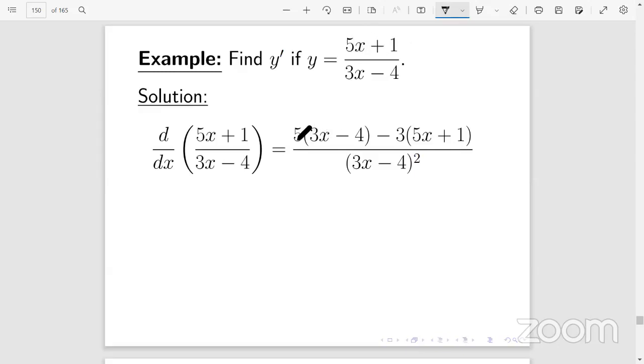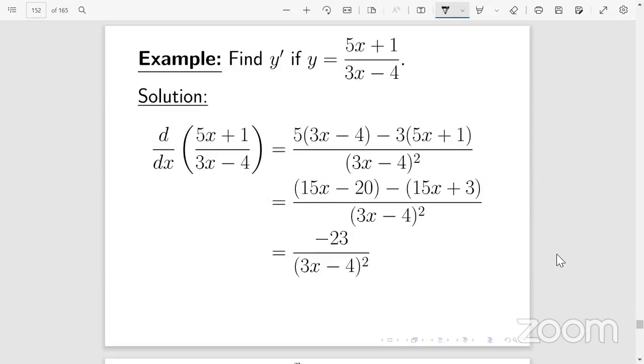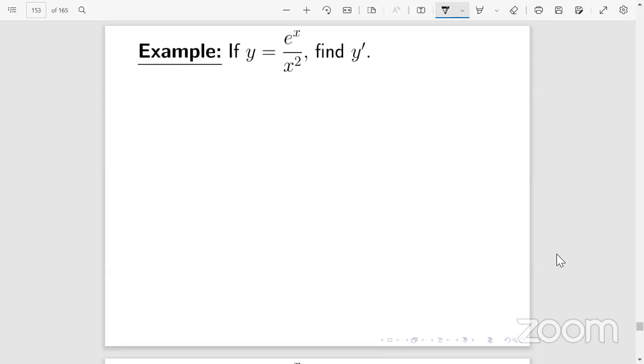differentiating 5x plus 1, we are just left with 5. Then minus, keep the numerator constant, which is 5x plus 1, differentiating the denominator, differentiating 3x minus 4, we get 3. Then all over denominator squared. So basically this is what we have. Then from there it is just a matter of simplifying. And simplifying this, that's what we get. I hope that makes sense.